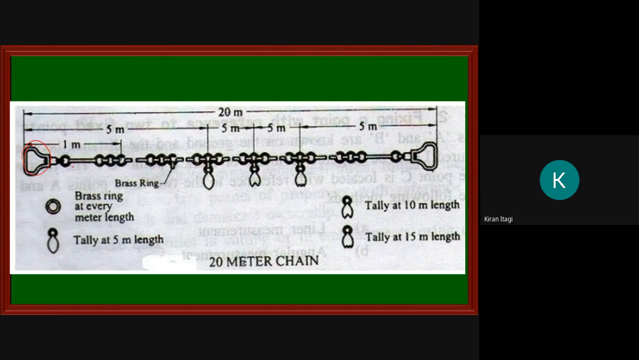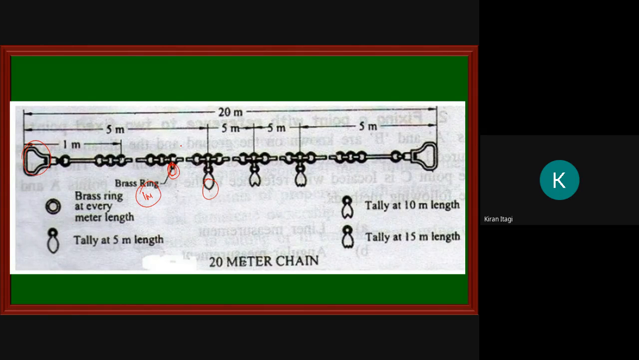This is the brass handle. Initially, what I have said, brass rings will be provided. Here we can see the brass ring, which is provided at every 1 meter. Tallies will be provided at every 5 meters. The different types of chain will have different ring lengths.